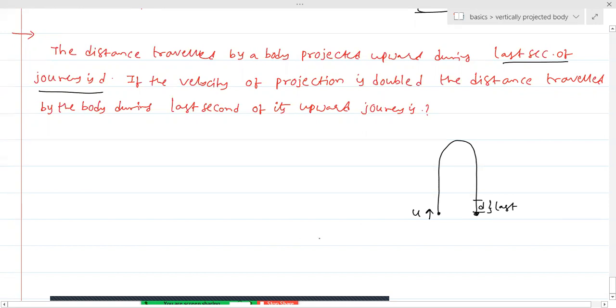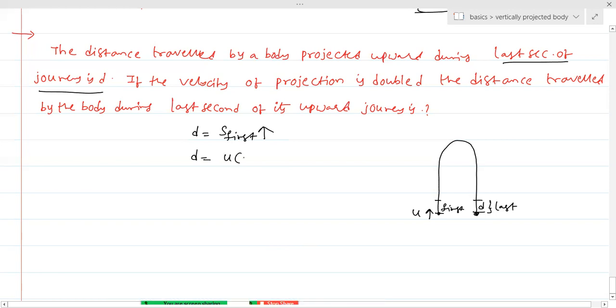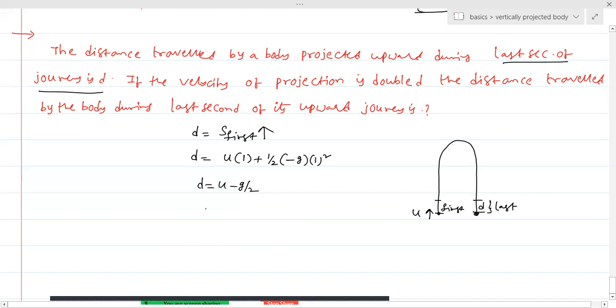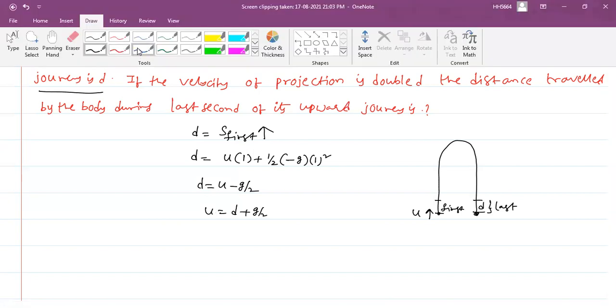So when we explained the logic, we said that whenever distance is asked in ascent, we should look at it that way. That means the distance in the last second is the same as the distance in the first second. Therefore d is equivalent to the distance covered in the first second of upward motion. d equivalent to ut plus half at square can be used. u into t means 1, plus half into acceleration means minus g, t means 1. So therefore d equivalent to u minus g by 2, or u equivalent to d plus g by 2. Now analyze the question again.